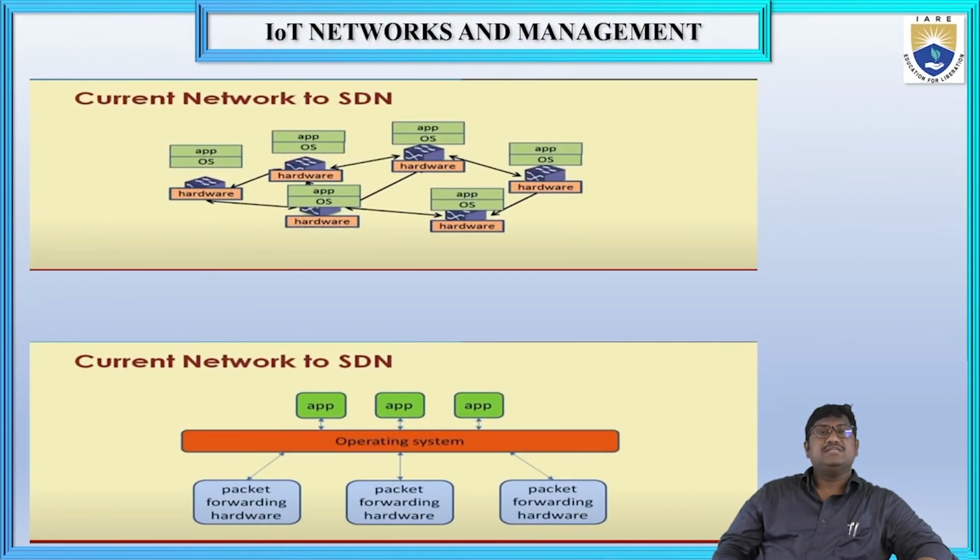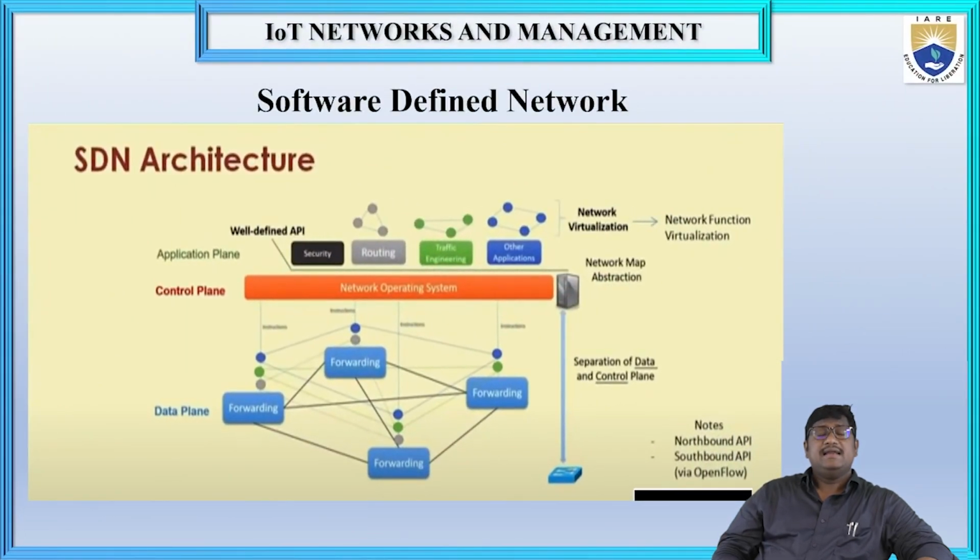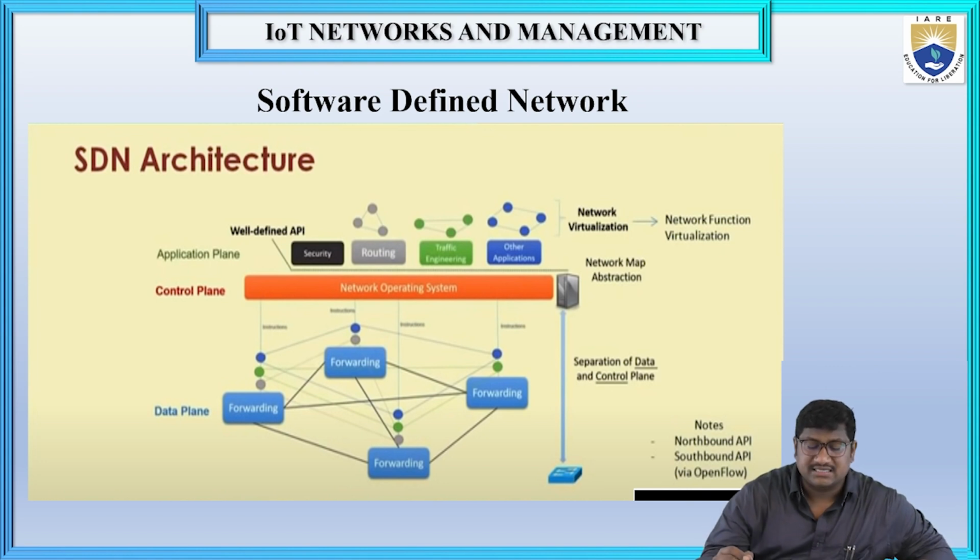These are the things which exist in SDN, how the network is going to be. An operating system will be there, which is going to be interlinked with the application which we are utilizing, and the packet forwarding hardware and packet information is going to be taken through that particular operating system. That is how things are going to be communicated through a network. And this was the diagrammatic representation of the SDN architecture. Have a look at how the SDN architecture was.